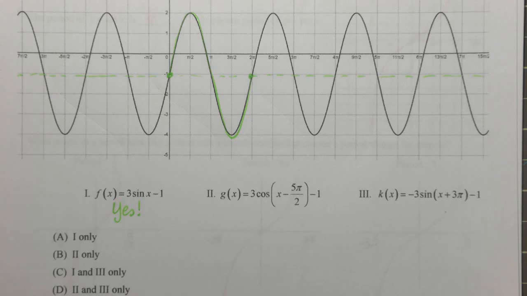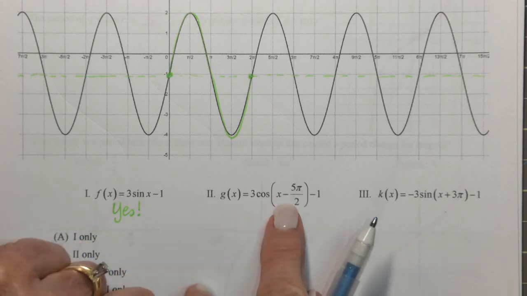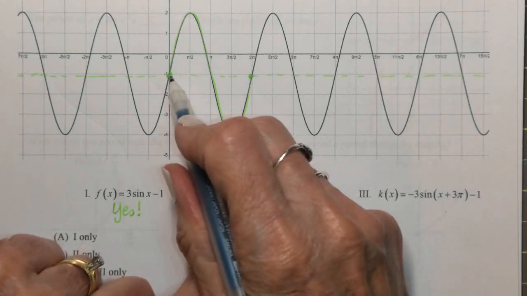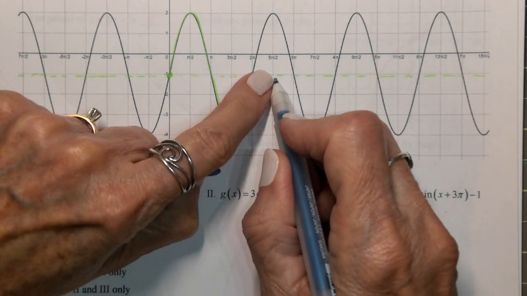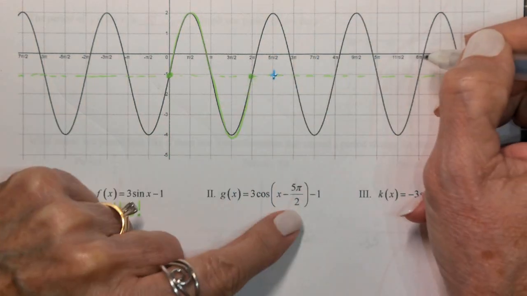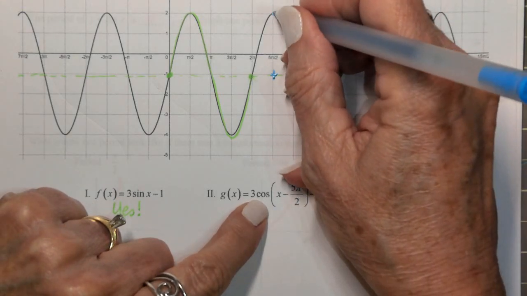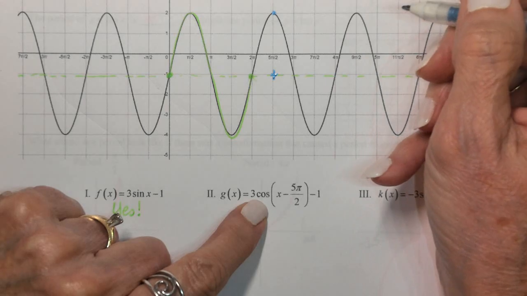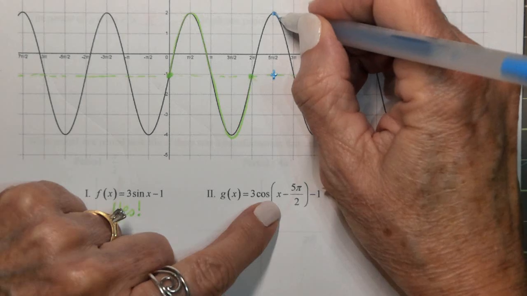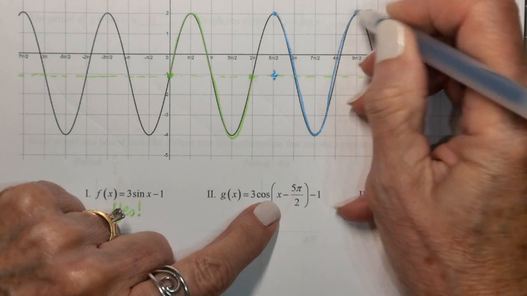Okay. Let's do another one. This cosine one does have a phase shift, a horizontal shift. Right 5 pi over 2. So let's go to 5 pi over 2. Here's 5 pi over 2. This would be its new origin, right? It's a positive cosine, and it is starting up 3. The period is still 2 pi. This one works too.